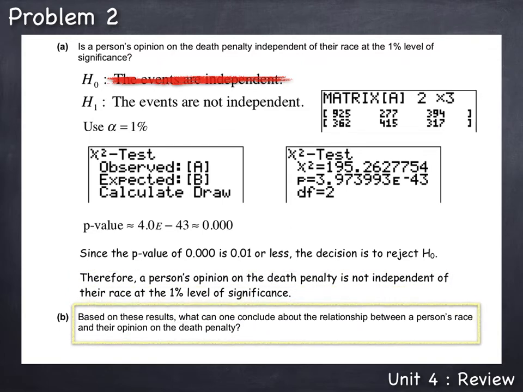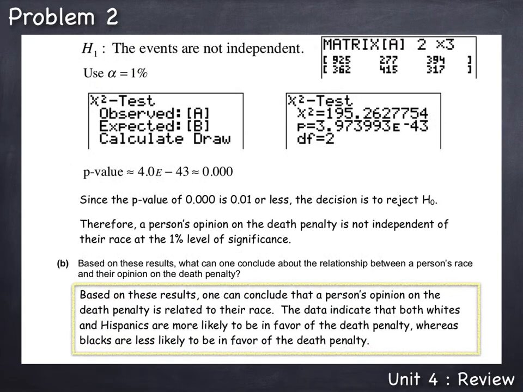Part B asks, based on these results, what can one conclude about the relationship between a person's race and their opinion on the death penalty? Well, the result we observed in part A was that the person's opinion on the death penalty is not independent of their race. And when two events are not independent of each other, that means they depend on one another. So whenever two events depend on each other, there is a relationship. So here we could respond to part B by saying, based on these results, one can conclude that a person's opinion on the death penalty is related to their race.